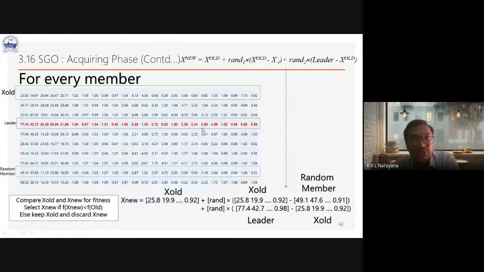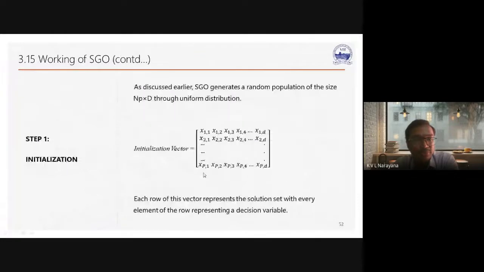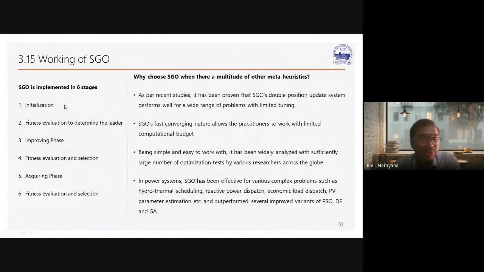So in this way, there are 6 steps which I have mentioned. See here, these are the 6 steps. First one is initialization, which I have shown. Initially, we generate the 10 population members, or more than 10, depending on the population size we select. After that, the fitness value is to be calculated, and we have to determine the leader. Then there is the improving phase. In the improving phase, the members get knowledge from the leader, so their knowledge levels are changed, so the fitness values are changed. So those fitness values are to be calculated.